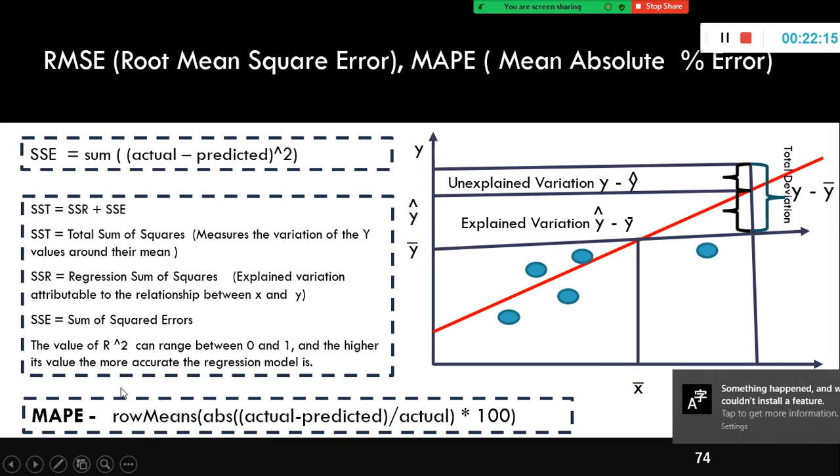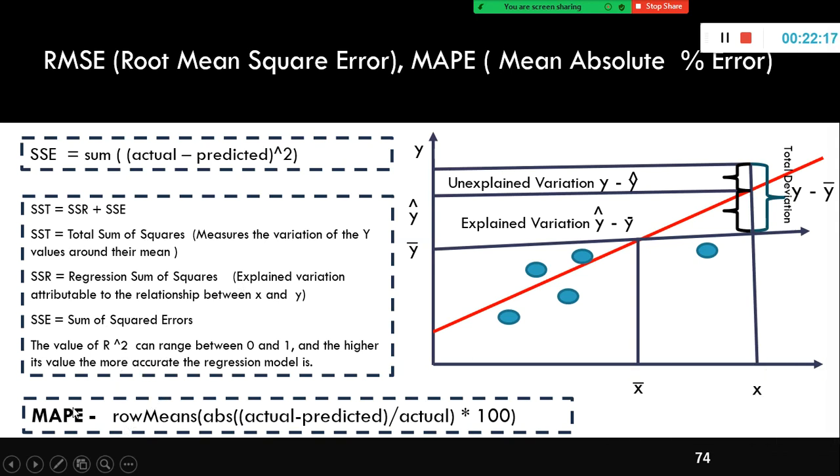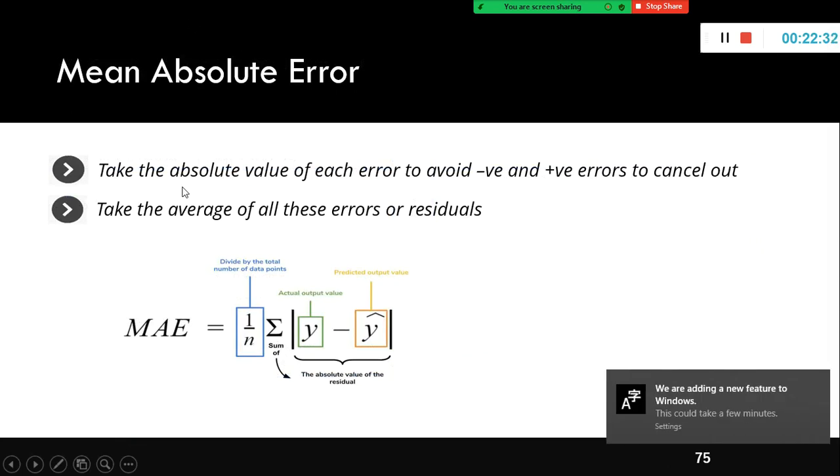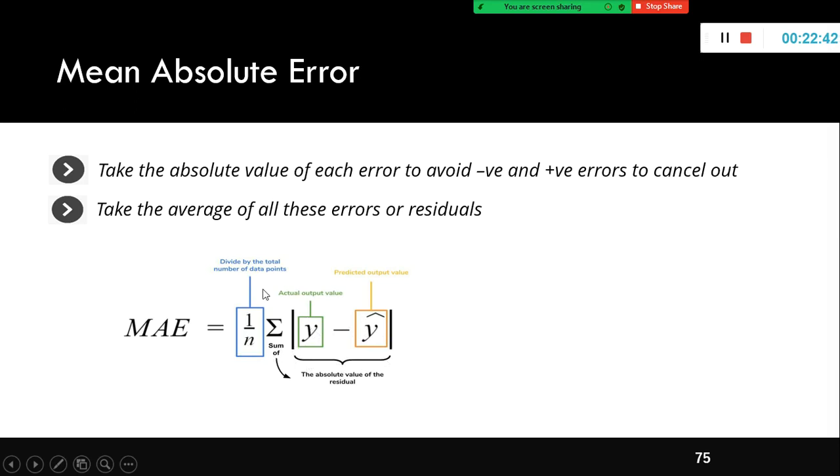And MAPE percentage. Some people use this metric, MAPE. That means the actual minus predicted error divided by actual, into 100. If you take the absolute value of this one, you will get MAPE percentage. Then mean absolute error, the formula is actual minus predicted, but since you are taking the mean, 1 divided by n. For all the observations, the sum of absolute actual minus predicted divided by n. This is mean absolute error.